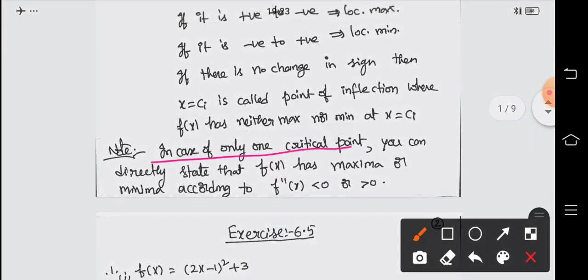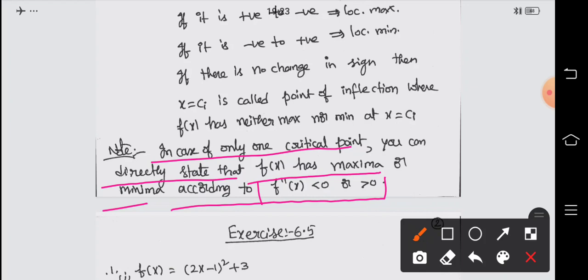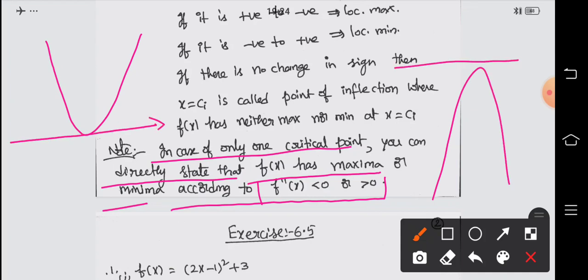If you get only one critical point, you can directly state that f of x has maxima or minima according to whether f double dash of x is less than 0 or greater than 0. You don't need to use the local maxima, local minima test, because there is only one critical point. That means it is either a downward parabola or an upward parabola. Only one critical point: here it is minimum, here it is maximum, whereas it is minimum here.